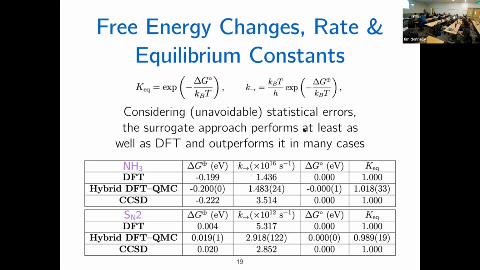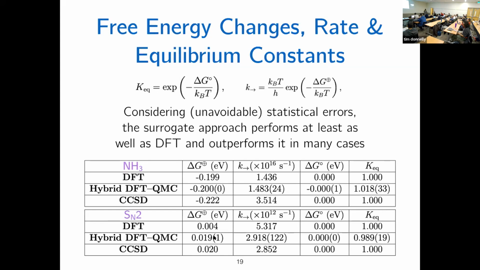Using these free energy differences, you can then compute equilibrium and rate constants using the free energy differences between two equilibrium states, or the equilibrium and the saddle point. So in the ammonia case, the free energy differences are very hard to resolve because they're all very close by, but we can still see that the hybrid approach improves upon DFT very, very slightly. And this does translate into a better estimation of the forward reaction rate constant.